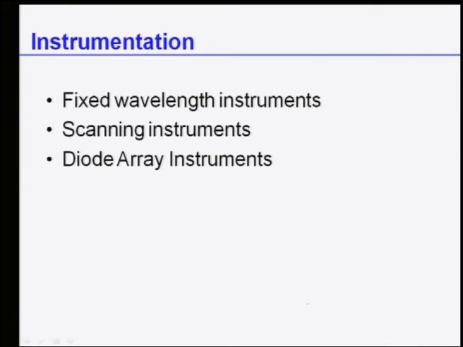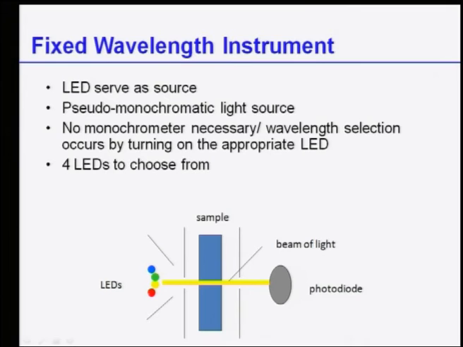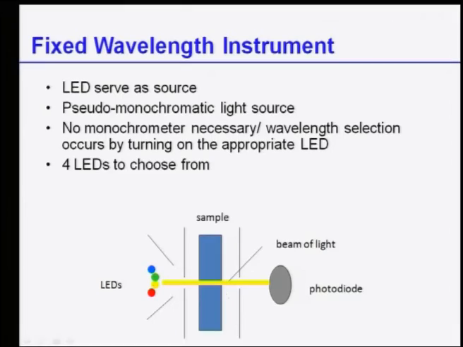Now, there are different kinds of instruments that can be used. One is a fixed wavelength instrument, another a scanning wavelength instrument, or a diode instrument. The most recent one is the diode array. In a fixed wavelength instrument, you have LEDs, light emitting diodes, as the source. There are green LEDs, blue LEDs, all kinds of visible LEDs are possible. You can see red, yellow, green and blue. These LEDs emit a particular wavelength of light, and then it falls on a sample. No monochromator is needed because LEDs emit very precise monochromatic light.